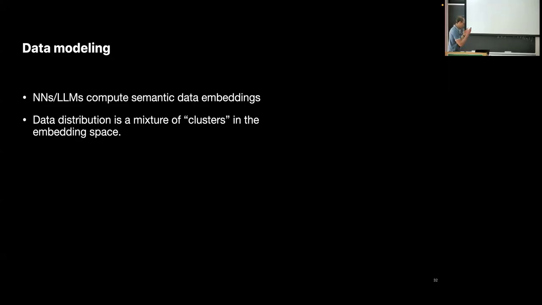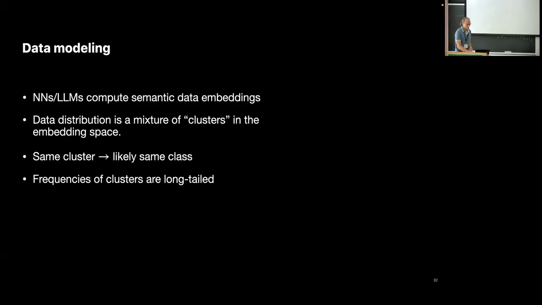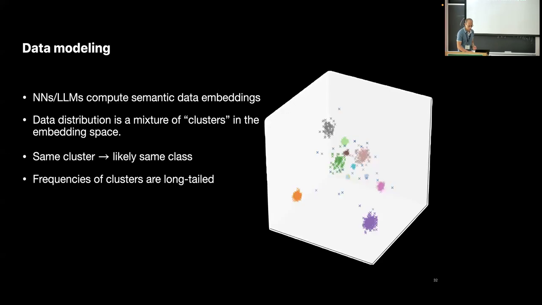And based on the intuition I have described, we should think about the data distribution as consisting of clusters or subpopulations in this embedding. And because this is semantic, it's natural to think, when we are faced with a classification problem, that things that are in the same cluster are likely to be from the same class. Now when we have these different clusters, the question is, do they all have the same frequency? No, we should think of them as having long-tail frequencies. Some clusters are bigger, others are smaller. So we arrive at maybe a visualization of this kind.